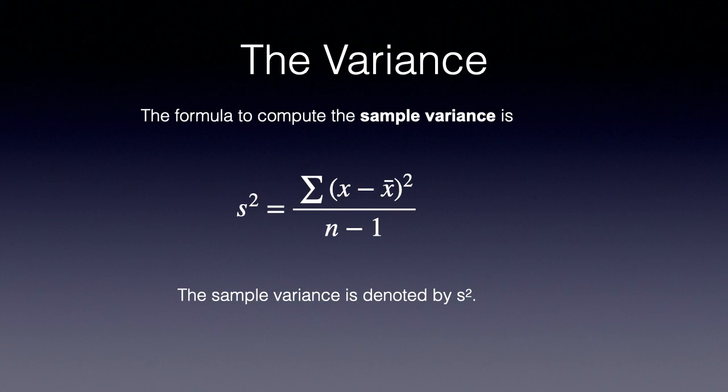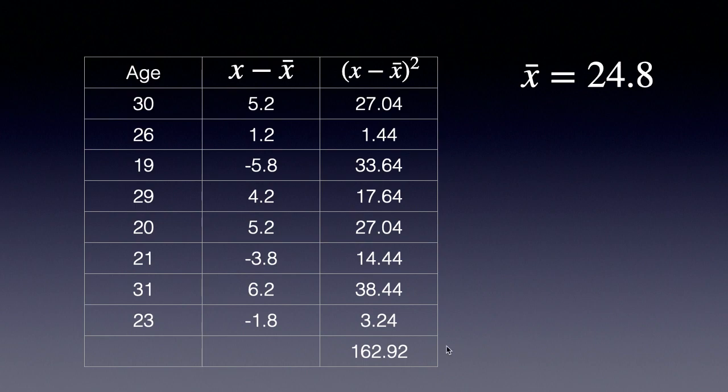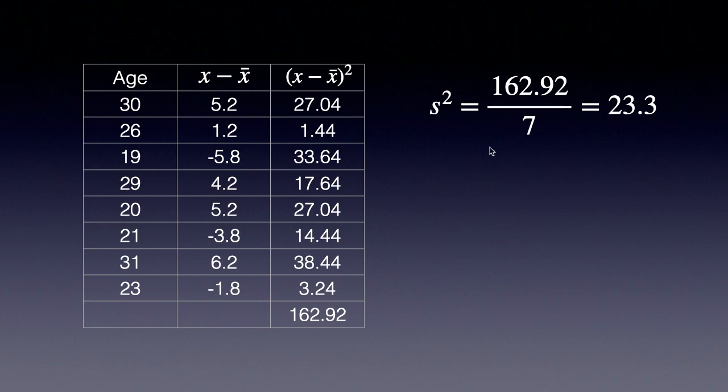Flipping back real quick, notice that the first column was our age, the middle column was this difference, the third column was this squared, and the bottom number was the sum. This sum is 162.92. Now we take 162.92, divide that by 17, and notice that that gives me 23.3. Again, let's observe that this is in years. When I take 30 years and subtract 24.8, I get 5.2 years.